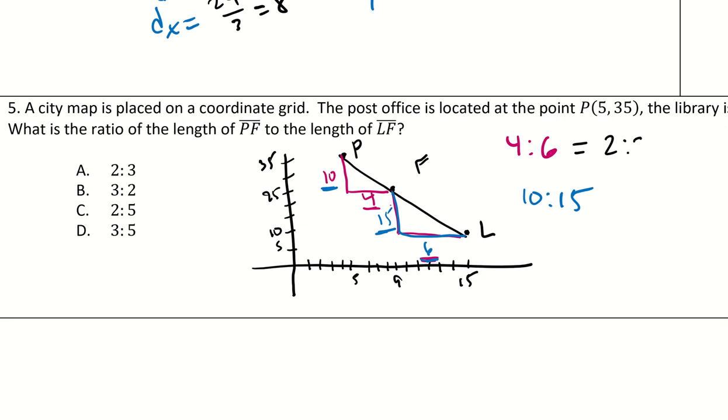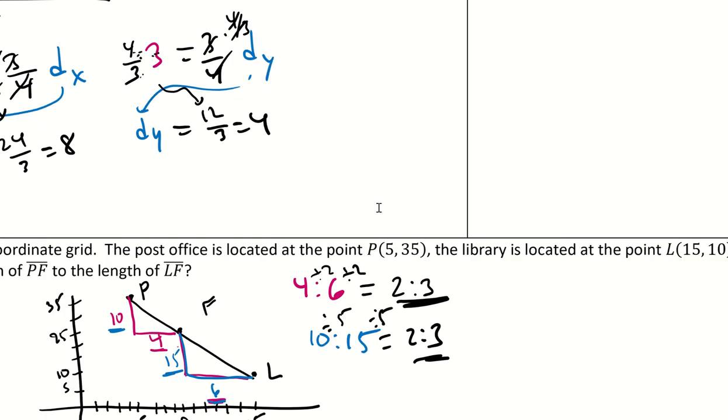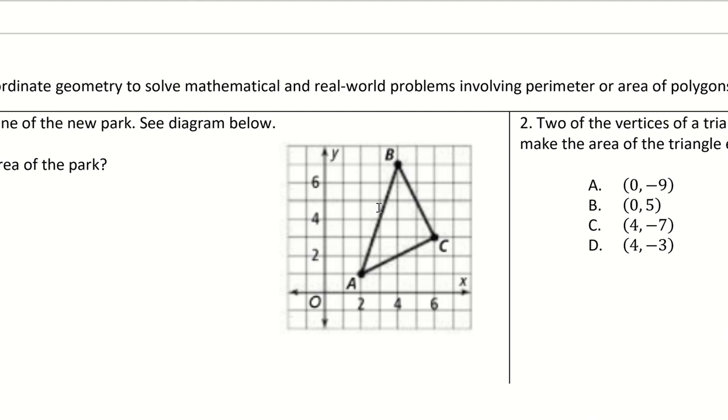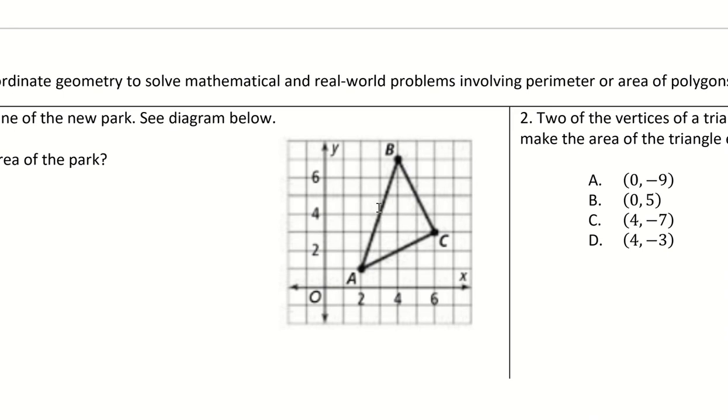4 to 6 reduces to 2 to 3 if I divide by 2. And 10 to 15, if I divide by 5, gives me the same answer, a 2 to 3 ratio. So either way, it's a 2 to 3 ratio from PF to LF. All right, so let's take a look at the next page.